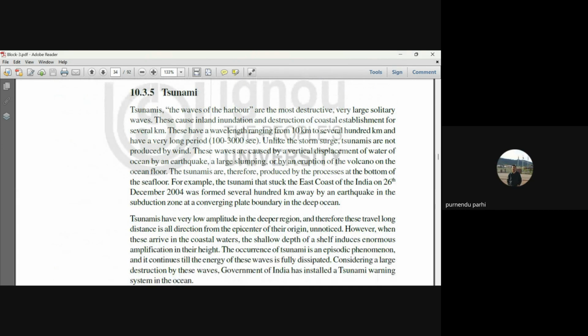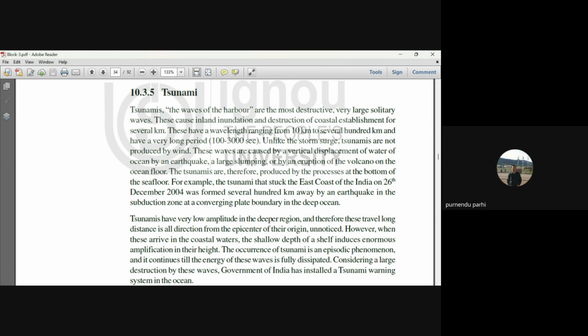Tsunami. The wave of the harbor is the most destructive, a very large solitary wave. These cause inland inundation and the destruction of coastal establishments for several kilometers. These have a wavelength ranging from 10 km to several hundred km and have a very long period. Unlike the storm surges, tsunamis are not produced by wind. These waves are caused by a vertical displacement of water of the ocean by an earthquake, a large slumping, or by an eruption of a volcano on the oceanic floor.